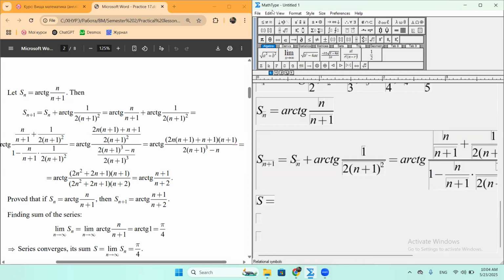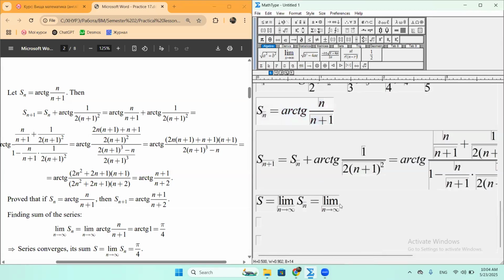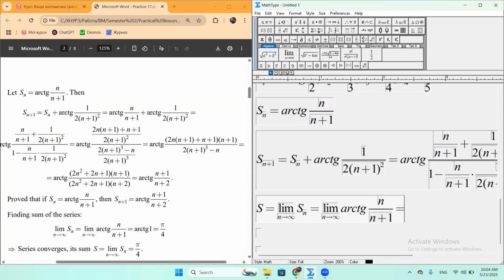So now calculating the sum of the series. So again, it will be the limit of Sn when n approaches infinity. So calculating this limit of such arctangents, it will be arctangent of 1, and it will be equal to pi over 4. So this is the sum of the series. Any questions about this exercise?